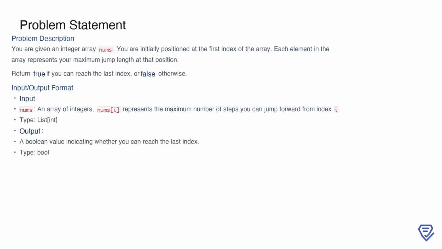The problem is about determining whether you can reach the last index of an array, starting from the first index. The array, called nums, consists of integers where each element represents the maximum number of steps you can jump forward from that position. For instance, if the value at an index is 2, you can jump up to 2 steps forward from that spot. Your task is to return true if it's possible to reach the last index, or false if it's not. The input will be an integer array, and the output is a Boolean value that indicates whether the last index is reachable.